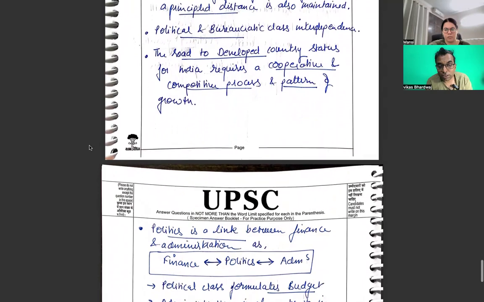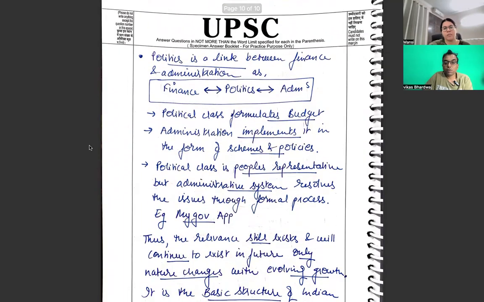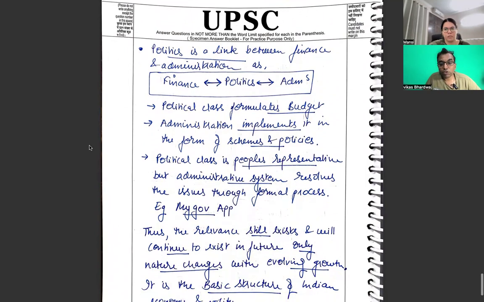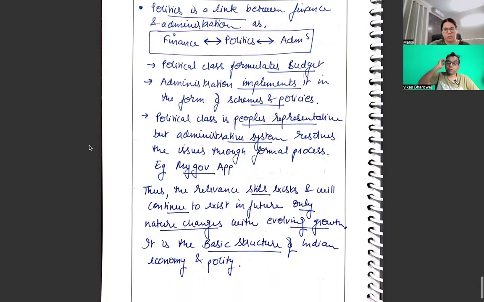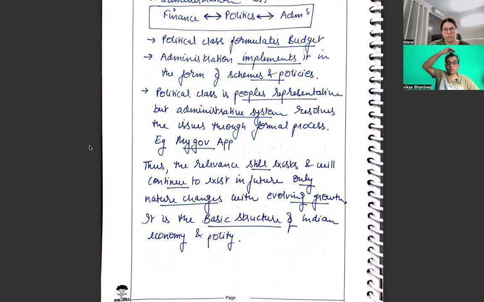Absolutely right. Let's move ahead. Politics is a link between finance and administration. Absolutely right. Political class formulates budget, administration implements in the form of schemes and policy. Political class is people representation, but administration resolves the issues through formal process like MyGov app. The relevance still exists and will continue to exist in future. Only nature changes with evolving growth. It is the basic structure of Indian economy and polity.